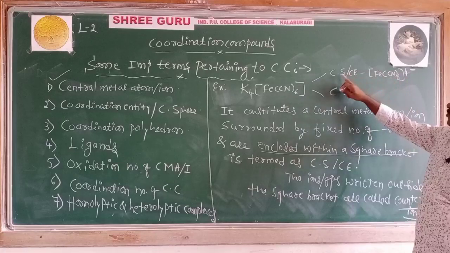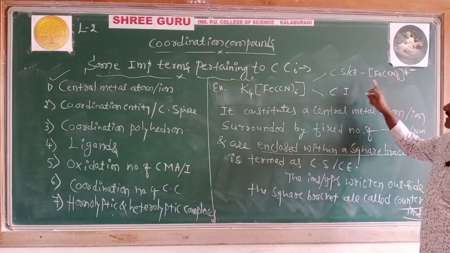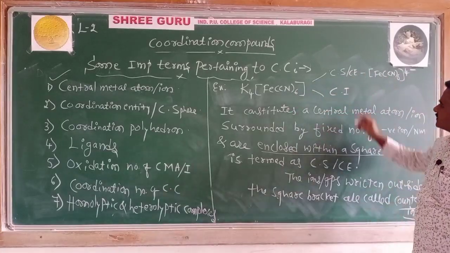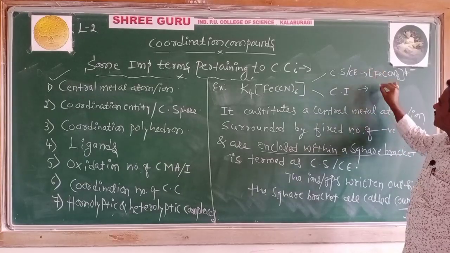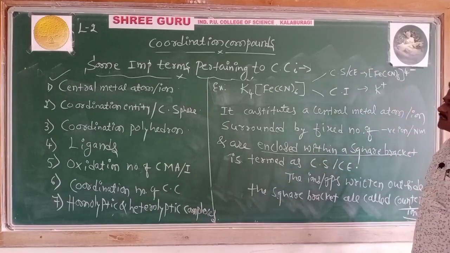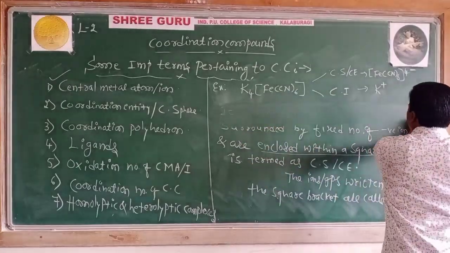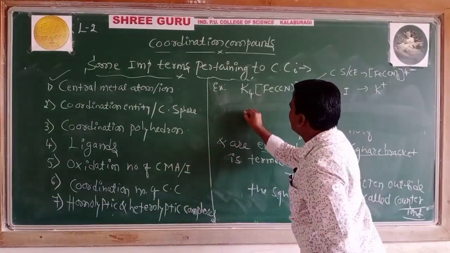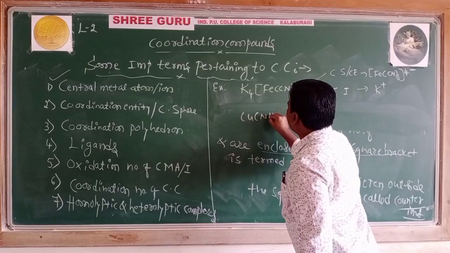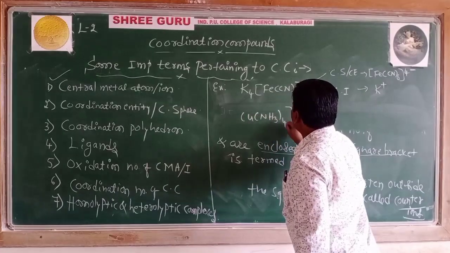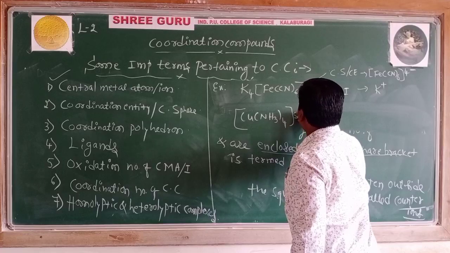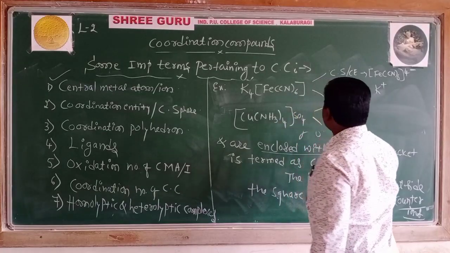Fe(CN)6 4 minus is the coordination sphere or coordination entity of this complex. Then counter ion: what are the counter ions? K plus ions are called counter ions. If I take example 2, the same: Cu(NH3)4 with SO4.